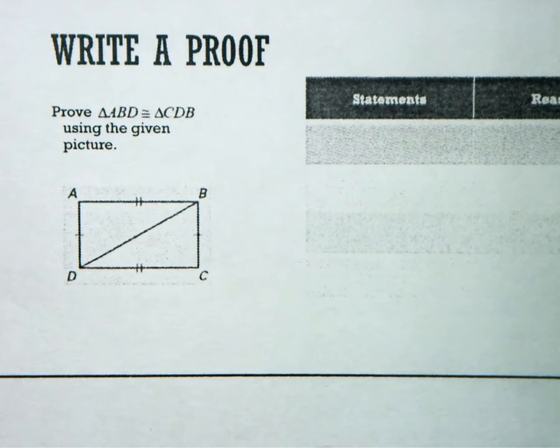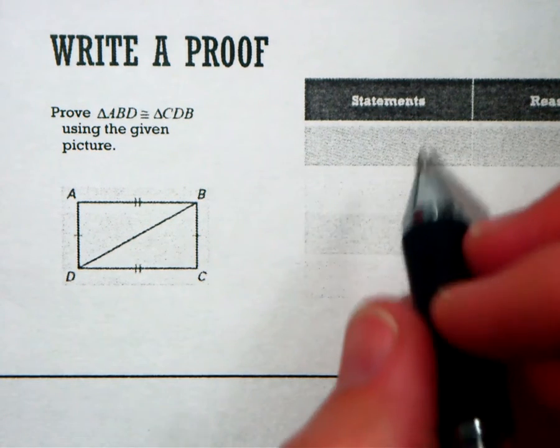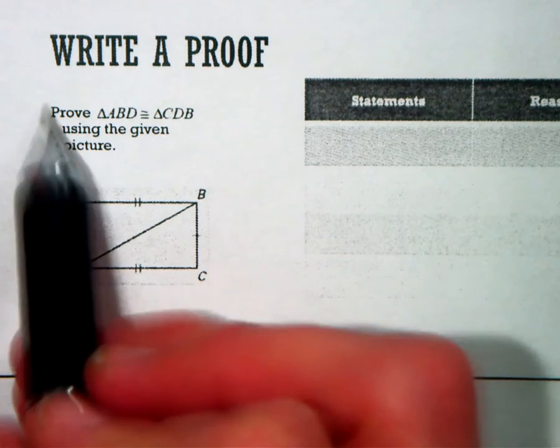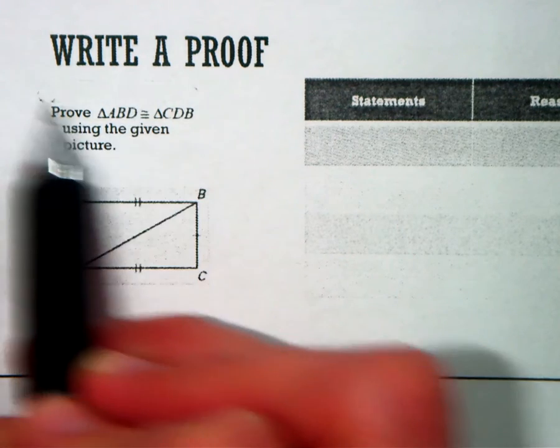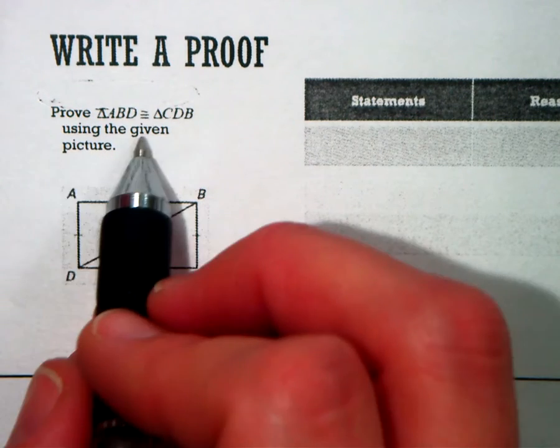All right, so these proofs are going to be pretty straightforward, pretty simple, because we are dealing with our very simplest congruency type, which is side, side, side. So we're going to start with the given statements. Now you'll notice that there are no given statements actually written on the paper, and I don't like it when they do that. However, it does say use the given picture.